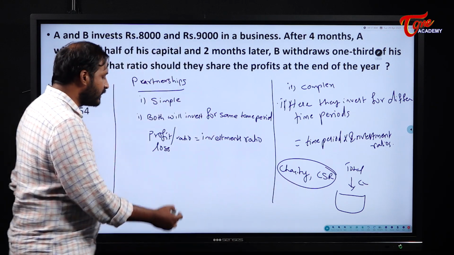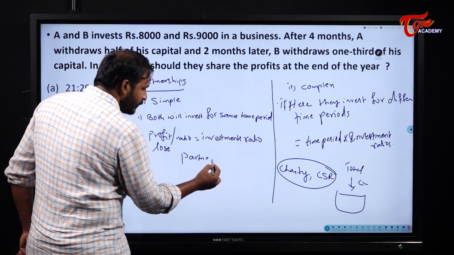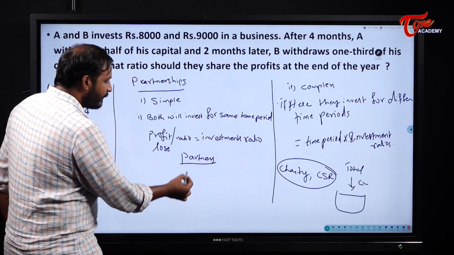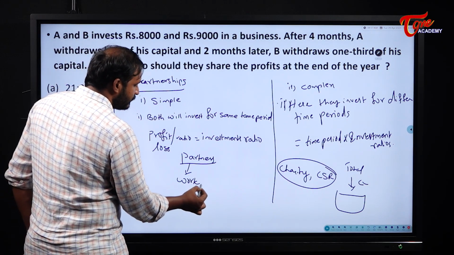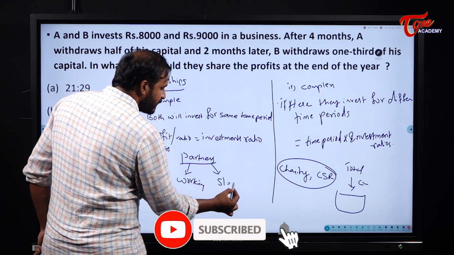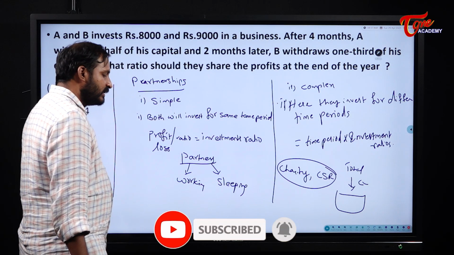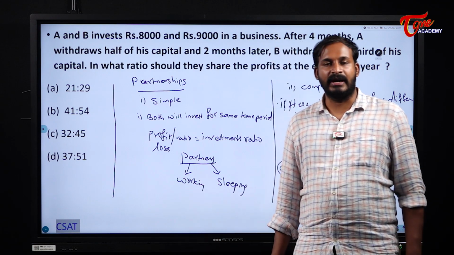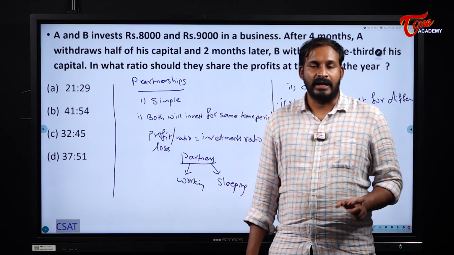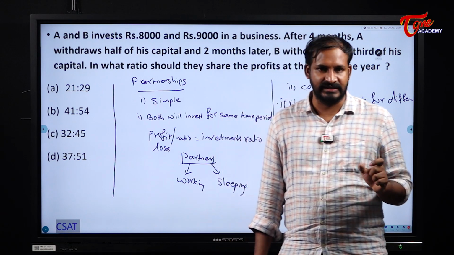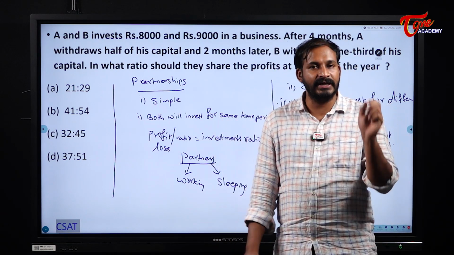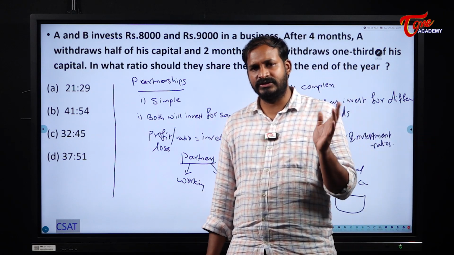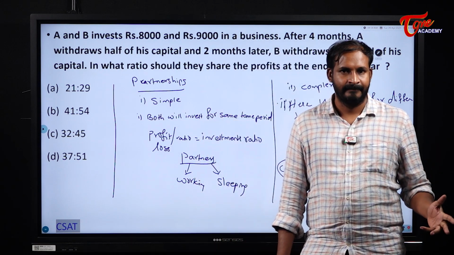And the next one is, when it comes to the partners, there will be 2 types of partners, students. One is the working partner, and the other one is the sleeping partner. Sir, what is this working partner and what is this sleeping partner? See, both will invest in the business, there is no doubt in that. But the working partner will take care of the business. That means he will take part in the day-to-day activities of the business. The sleeping partner will simply invest in the business. He will not take part in any business activity. Directly at the end, he will come to take his share of profit or loss.